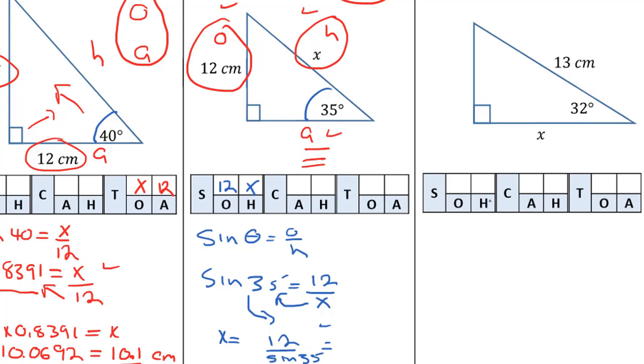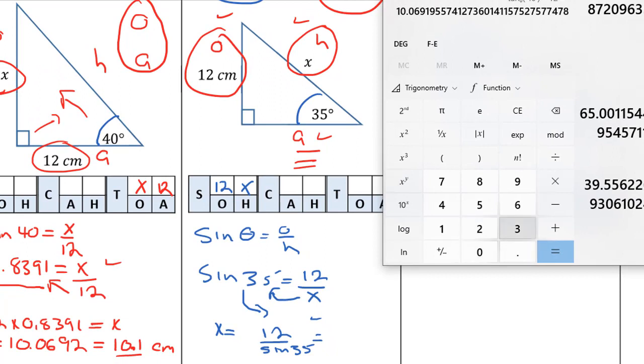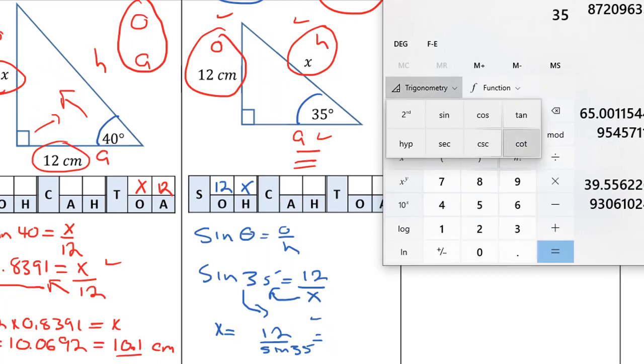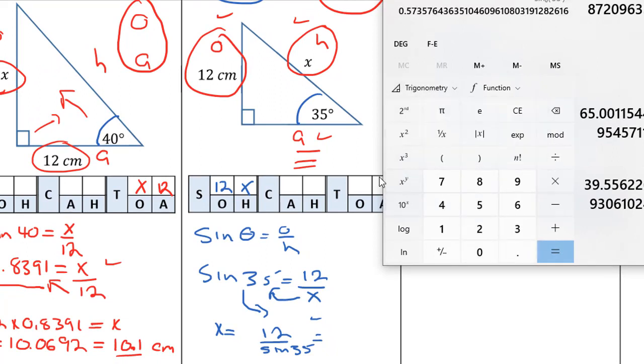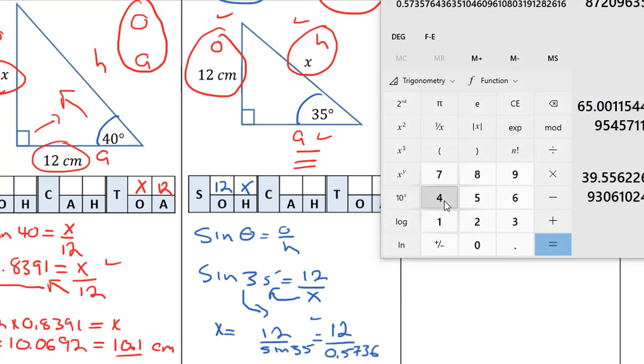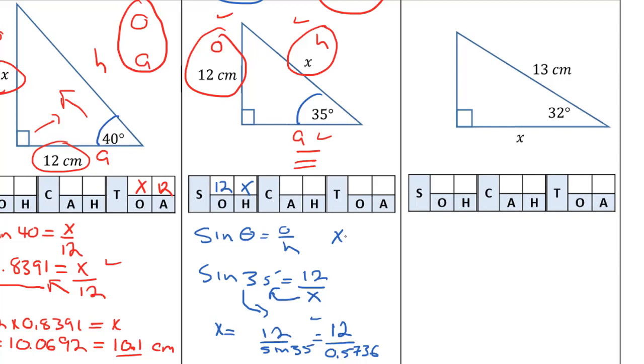So let's calculate what sine of 35 is going to be first. So I'll bring my calculator back up. And so I type in 35 and then trig and sine, and I get 0.5736. Now on my calculator, I'm going to go 12 divided by 0.5736 equals, and I end up getting 20.9205. I only need to keep one decimal place when I get to my final answer, and I'm doing a side length. I end up getting x equals 20.9.